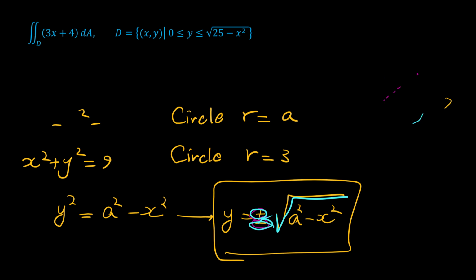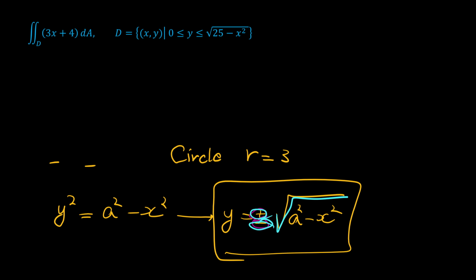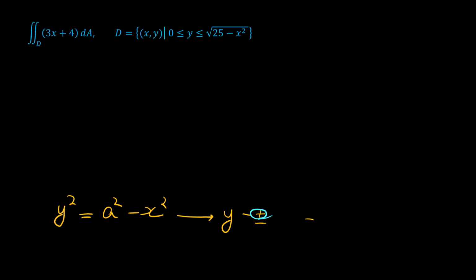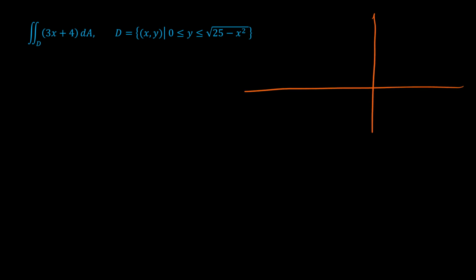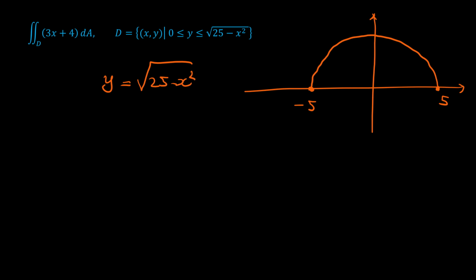Now that we know these things, let's go back to our question. Here, if you pay attention, y is between 0 and radical 25 minus x to the 2. y equals radical 25 minus x to the 2 is a semicircle whose radius is 5. So here is 5, of course, and here is negative 5. So y equals radical 25 minus x to the 2 is this. The graph of this function is this.